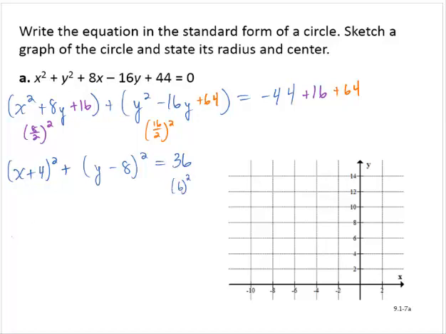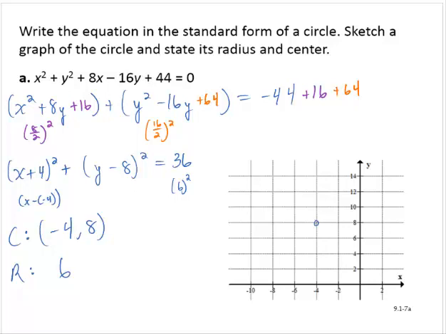So then the center is negative 4, 8, and the radius is 6. And be careful, negative 4, remember that first quantity, x plus 4, that's the same as x minus negative 4. So that's where that negative 4 comes from in the center. Alright, so the center's at negative 4, 8.